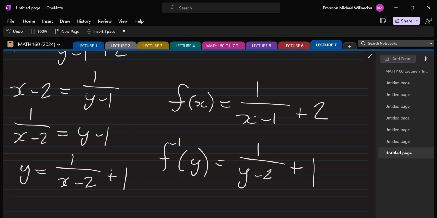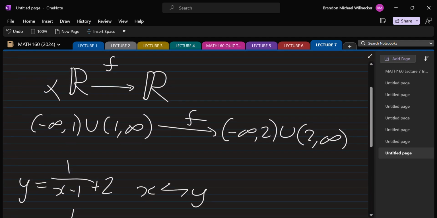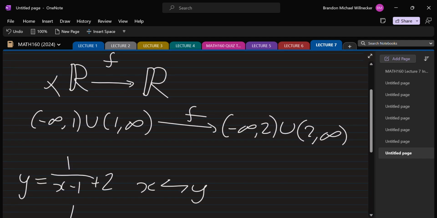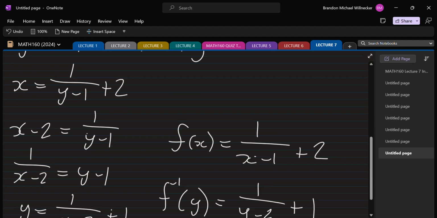What's the domain of this? Just look, where's the problem? We don't want the problem. Everything except 2. Let's look at the range for the first function. Everything except 2. We get that there. So f inverse going this way, that's the domain for f inverse. We found it already by looking at the range of f.